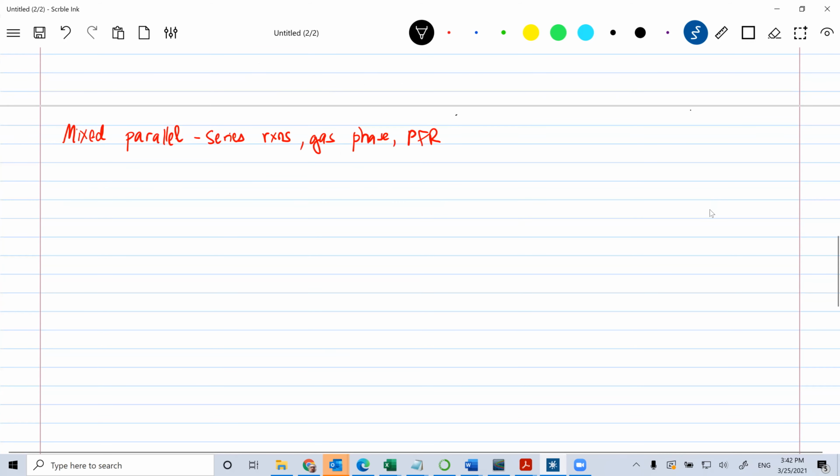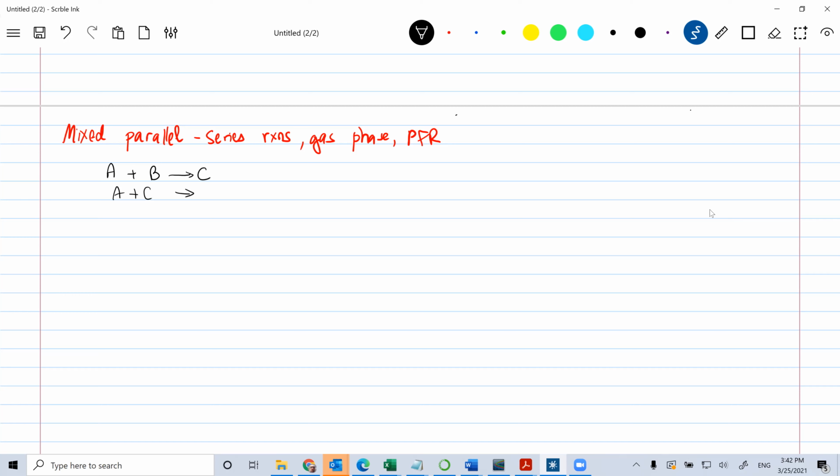So once again, we're gonna do something simple here where we have a mixed parallel reaction. In terms of A, this is a parallel reaction. In terms of C, it's a series reaction. That takes place in a PFR. It's gas phase. But instead of giving you pressures, I'm just gonna give you molar flow rates to simplify things.